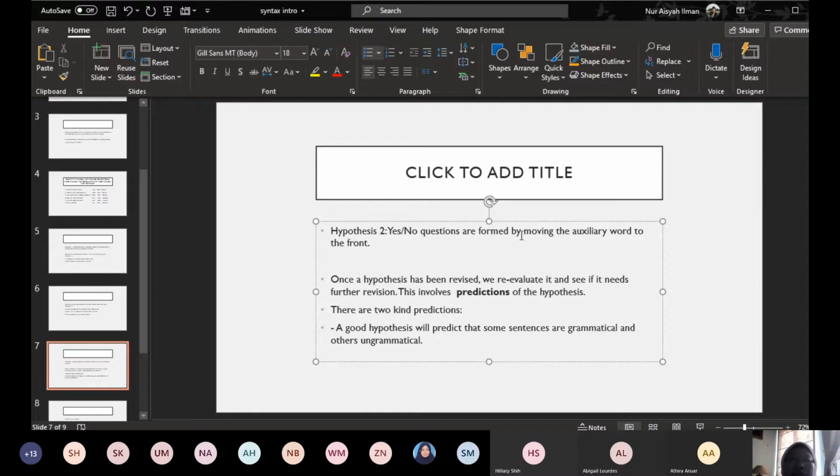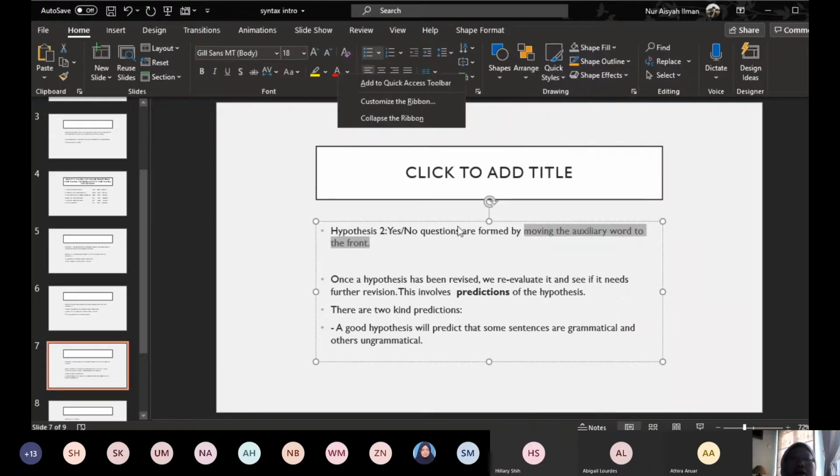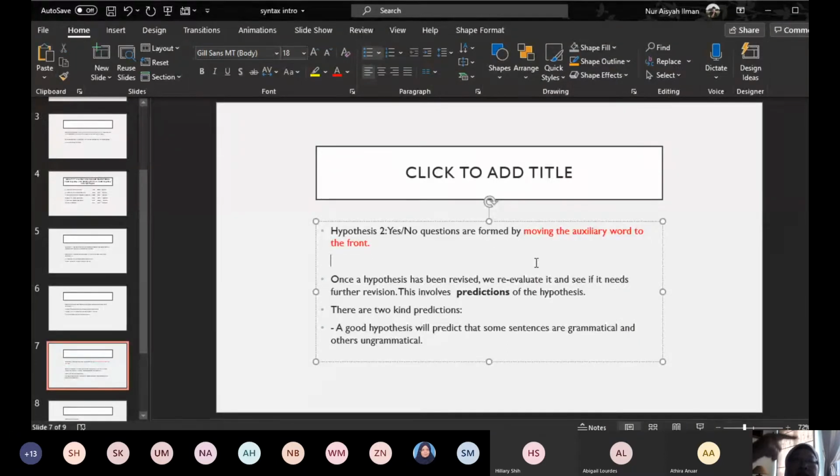So we change, we modify this. So kita modify ni. Tadi dia kata yes no questions are formed by moving the second word to the front. So now we say moving the auxiliary word, and do and has and will are auxiliary words, to the front. So we find that this is what we do when we do syntax. We predict. We try to give some judgment in that sense.